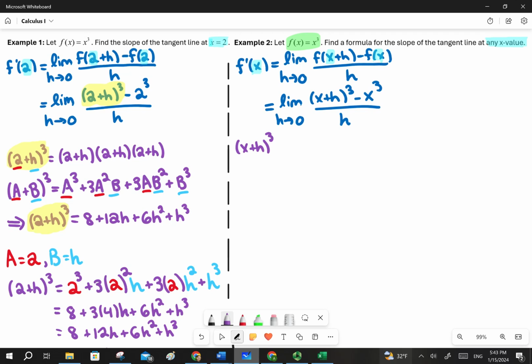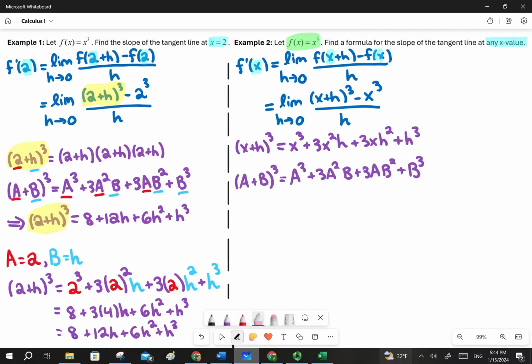I encourage you to try expanding x plus h cubed using either method shown earlier on your own, and press play when you're ready to check your answer with mine. I got that x plus h cubed equals x cubed plus 3x squared h plus 3xh squared plus h cubed. If that matches what you got, feel free to skip ahead until after I show how to multiply this out.